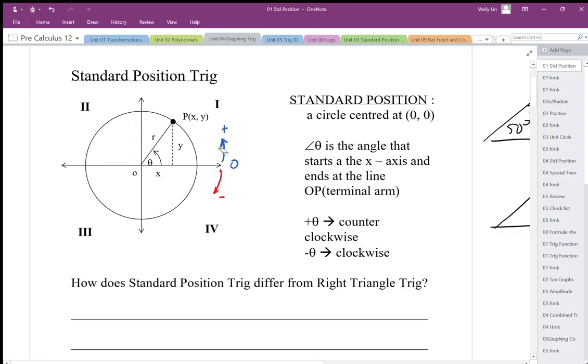So when we talk about angles, we can have a positive angle and a negative angle. So we can actually rotate in the positive direction this way, or we can rotate in the negative direction going this way. So when we talk about a negative angle and a positive angle, we're talking about two different positions.